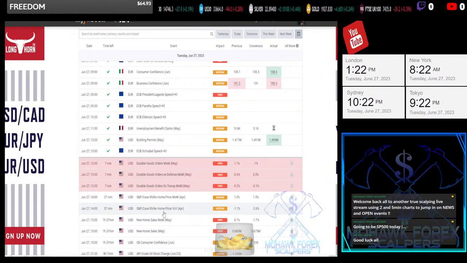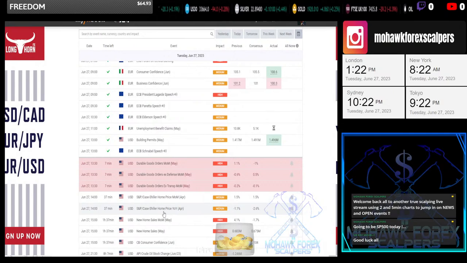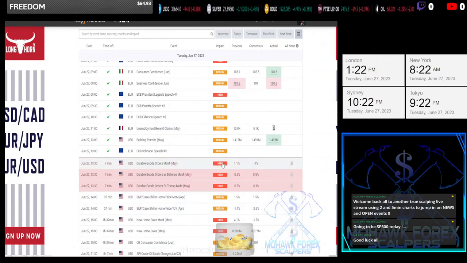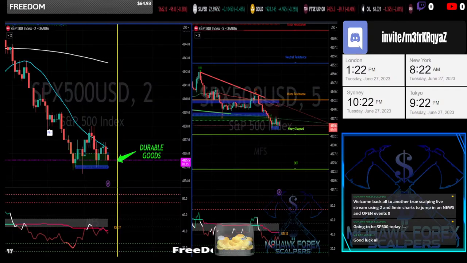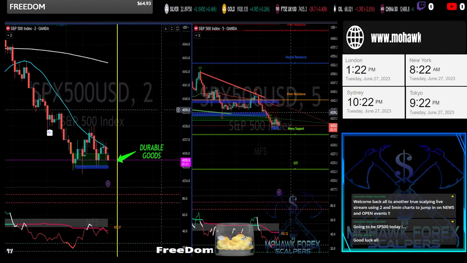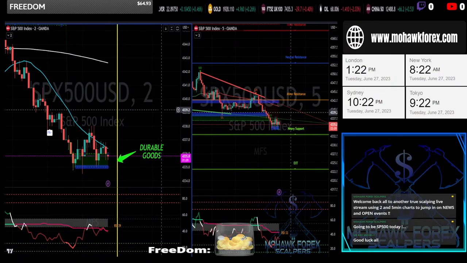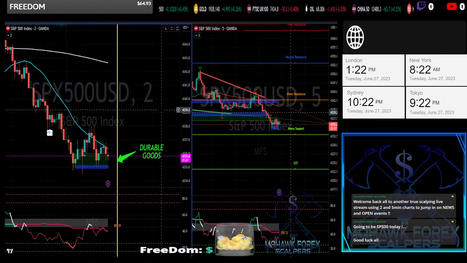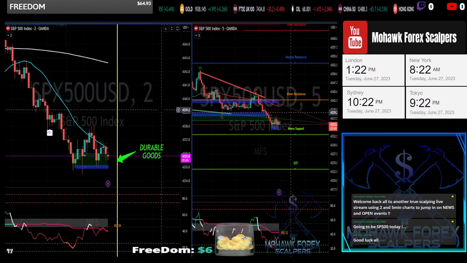We usually like to do 3 or 4 trades in one block, and that's it, job done. And leave plenty of leverage, plenty of margin available as well. And that's how it works. That's the true scalping way. We're using a 2-minute chart and a 5-minute chart with our built-in Mohawk Forex system that we designed here, that all the members get access to once they join the group.